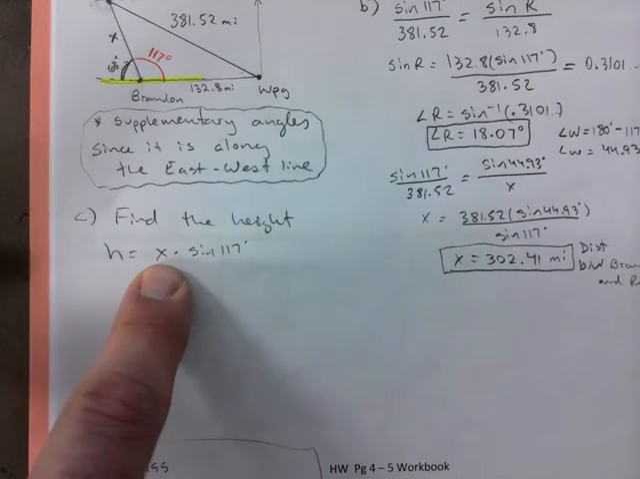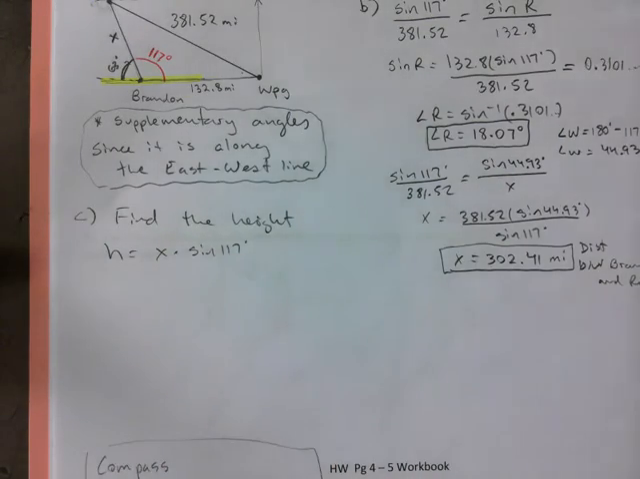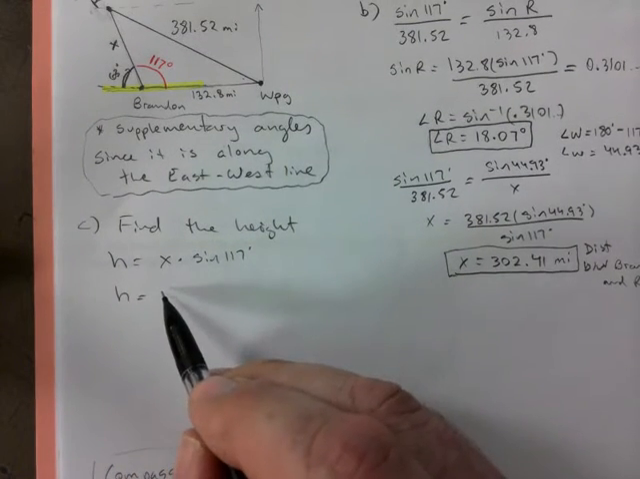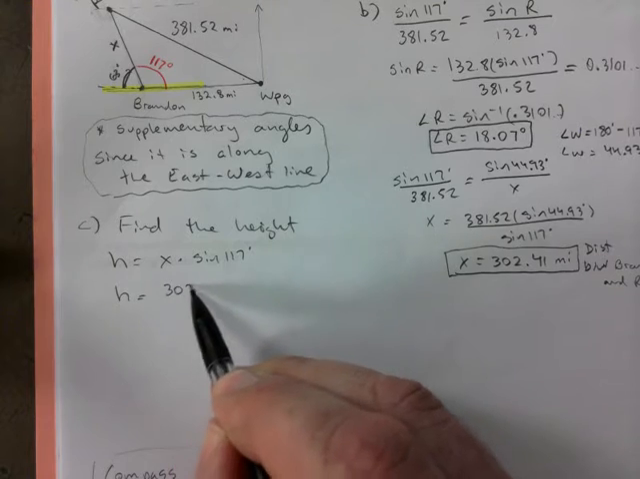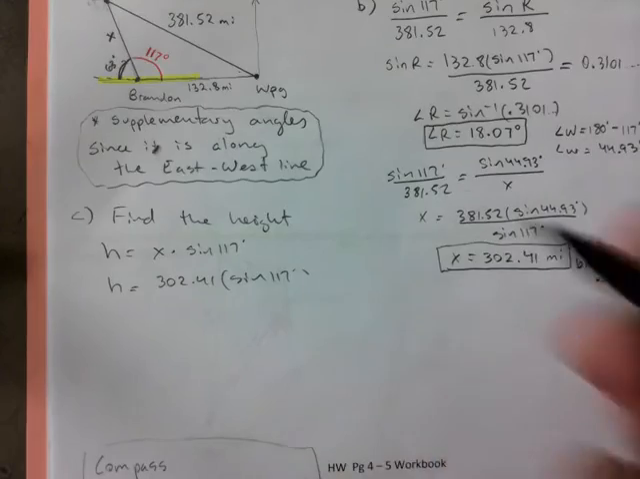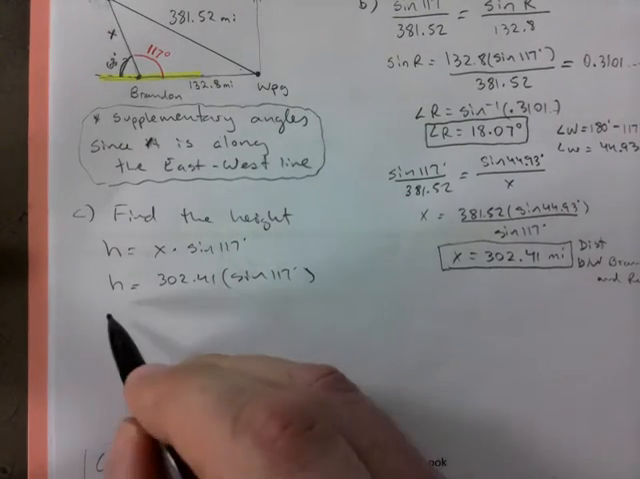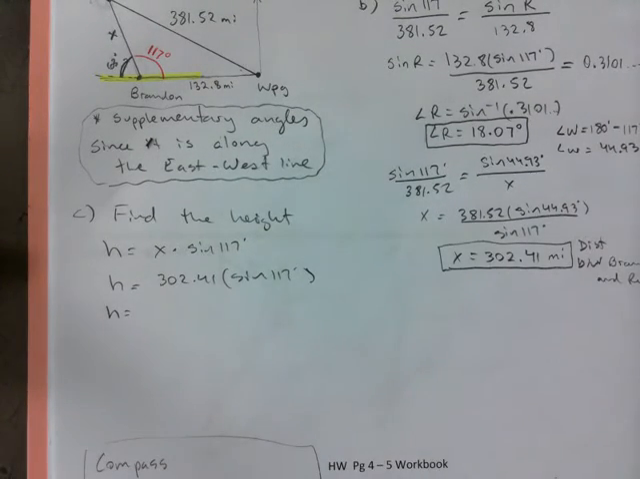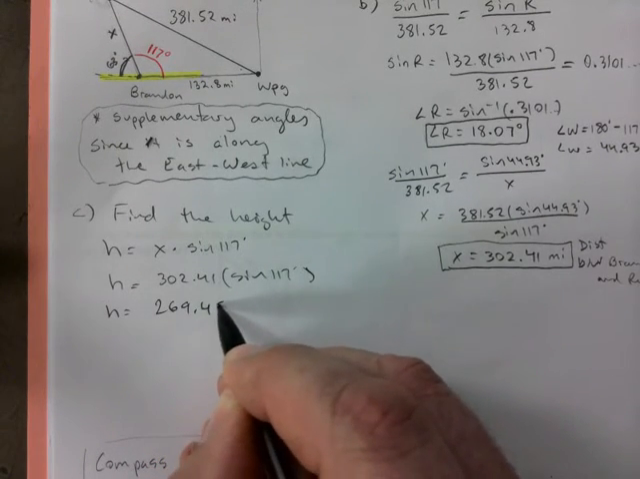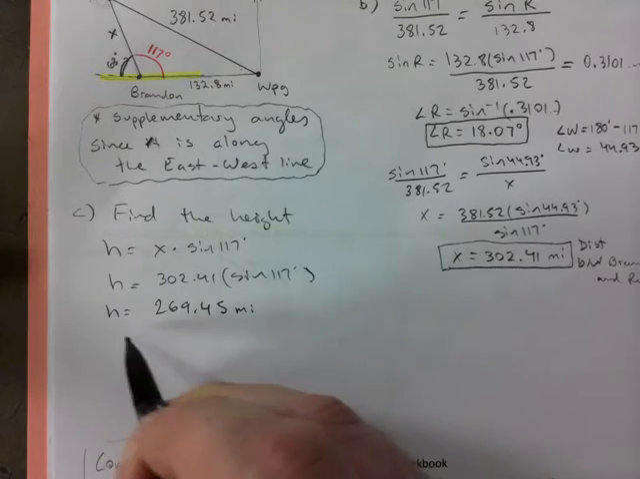And you're like, why are you doing that? Why don't you just put the number in there? Because I want you to see how I'm getting there. So it's 302.41 times sine of 117. Oh boy. That's what you get when you make new questions. You have to make the key. And this is miles.